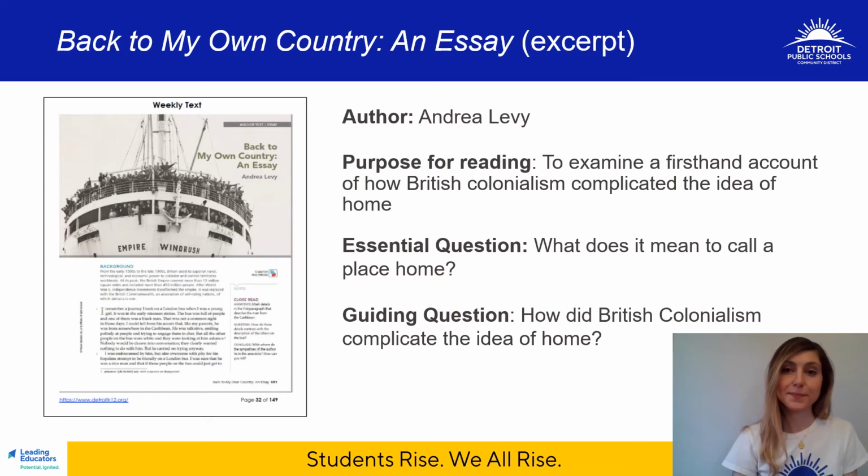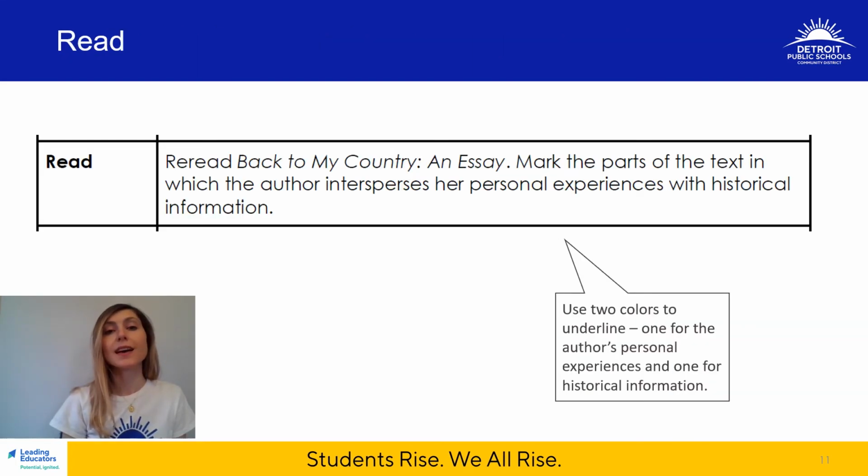Let's get started. For our reading task, again, reread Back to My Own Country, an essay. Mark the parts in the text in which the author intersperses her personal experiences along with historical information. It's especially helpful for you to read through your annotations. Here's where two colors come in handy. Make sure you use two colors to underline, one for the author's personal experience and one for the use of historical information. It doesn't have to be a highlighter, but it can be a blue pen, a black pen, whatever you have on deck. Let's engage in this task right now. Pause the video to complete this.